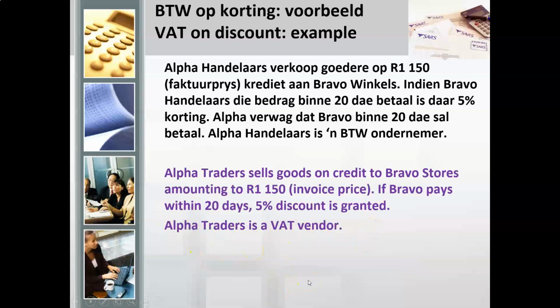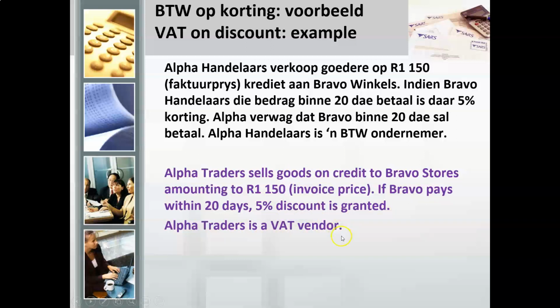Let's do another example. Alpha Trader sells goods on credit to Bravo Stores amounting to 1,150 Rand invoice price. If Bravo pays within 20 days, 5% settlement discount is granted. Alpha Traders is a VAT vendor. So let's record the sales transaction first.